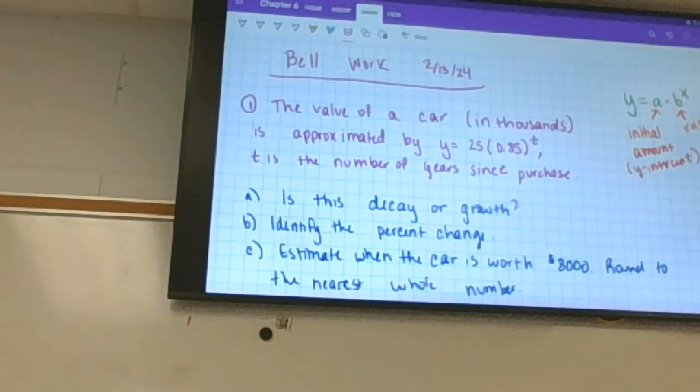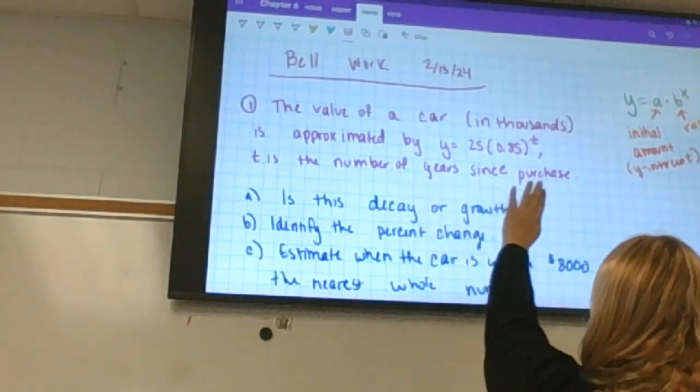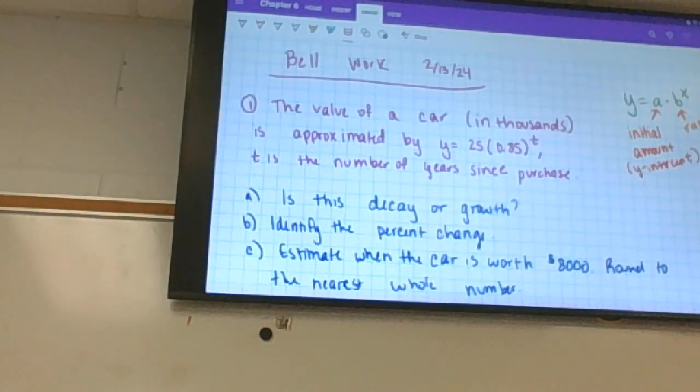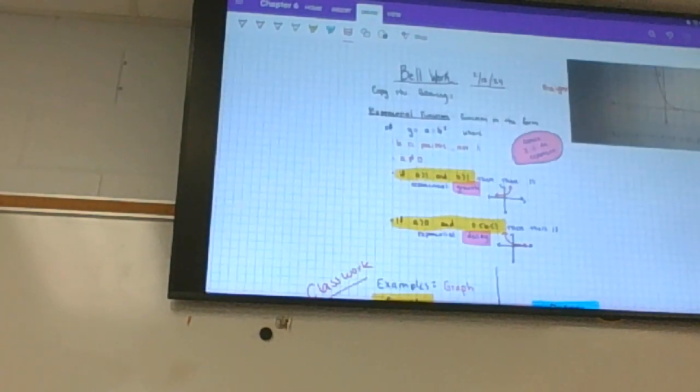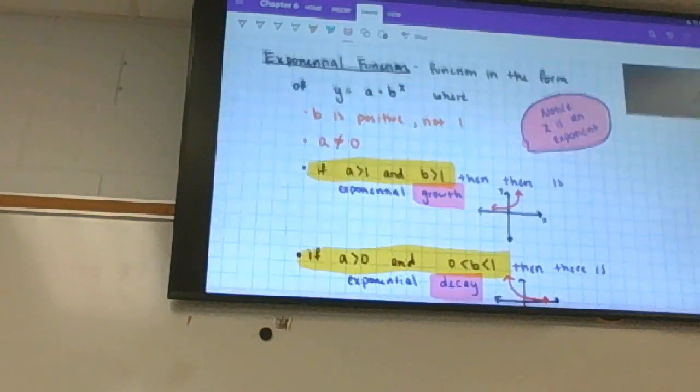Alright, I'm going to go through these answers. The value of the car is approximated by y equals 25(0.85)^t, and we have to decide whether this is decay or growth. Yesterday I gave you some notes about deciding whether something is decay or growth. So I'm going to go to that real quick and highlight it. It was this yellow bit.